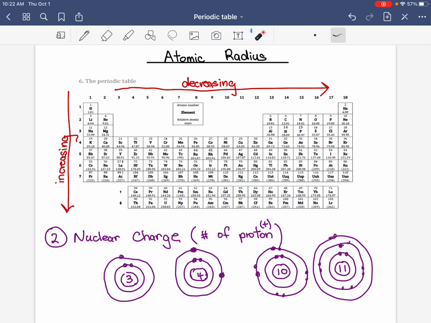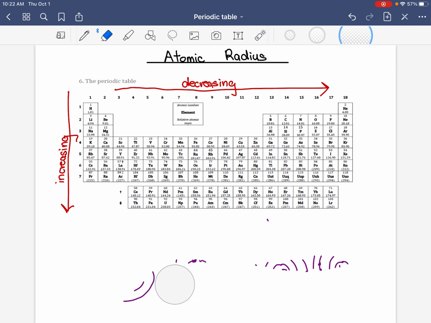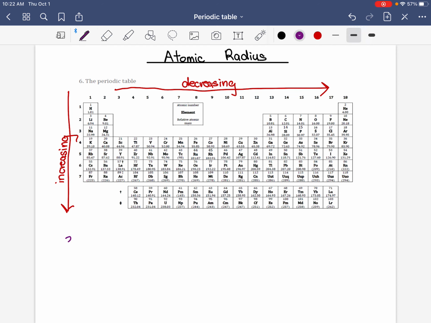Okay, so we've looked at the first factor, which is, of course, an extra energy level. We looked at the second factor, which is, of course, based on nuclear charge. And let's take a look at the third factor. Let me erase all of this. The third factor is really another way of interpreting the first factor, and that is shielding. Okay. What do you mean by shielding?